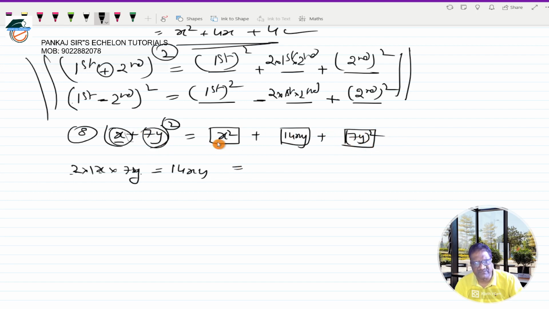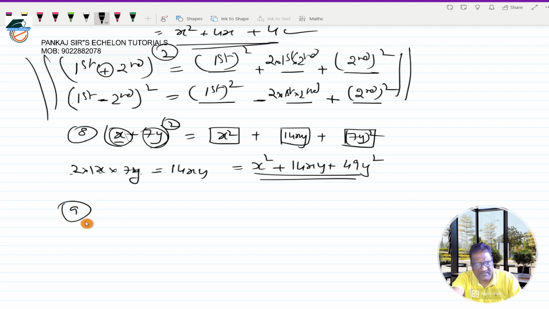Now this, if I want to write it in a better way, this will be x square plus 14xy plus 7y square can be written as 49y square. This is the answer for the 8th one. Okay. Now let us go for the 9th one.